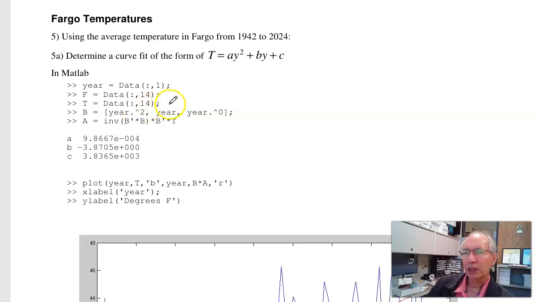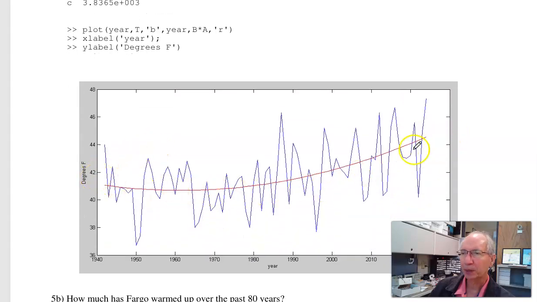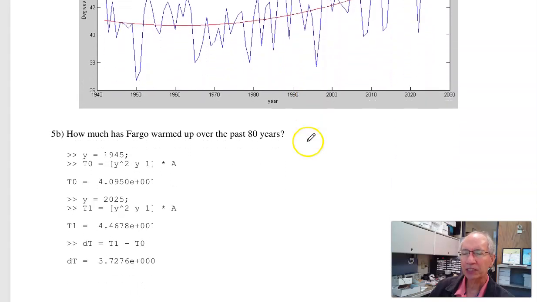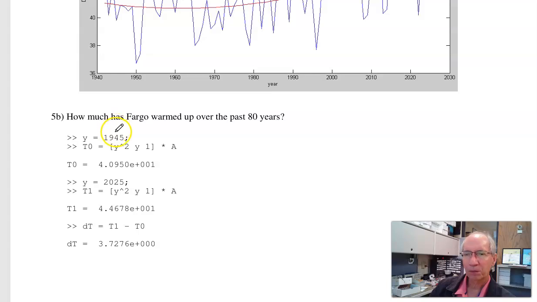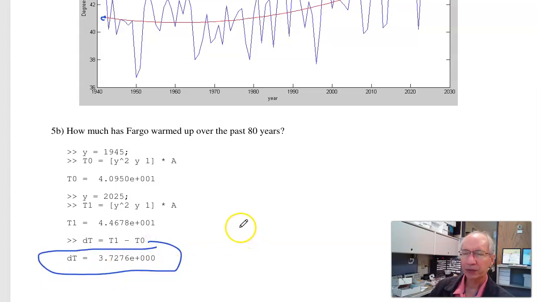If I want to do a parabolic curve fit, my basis is year squared, year and 1. Solve for the constants, that's A, B, and C. That's my parabolic curve fit. Now what I can do is, how much has it changed over the last 80 years? In 1945, here's the temperature. That's this point right here on the red curve fit. In 2025, here's the curve fit. The difference is how much we've warmed up. 3.7 degrees Fahrenheit, assuming a parabolic curve fit.